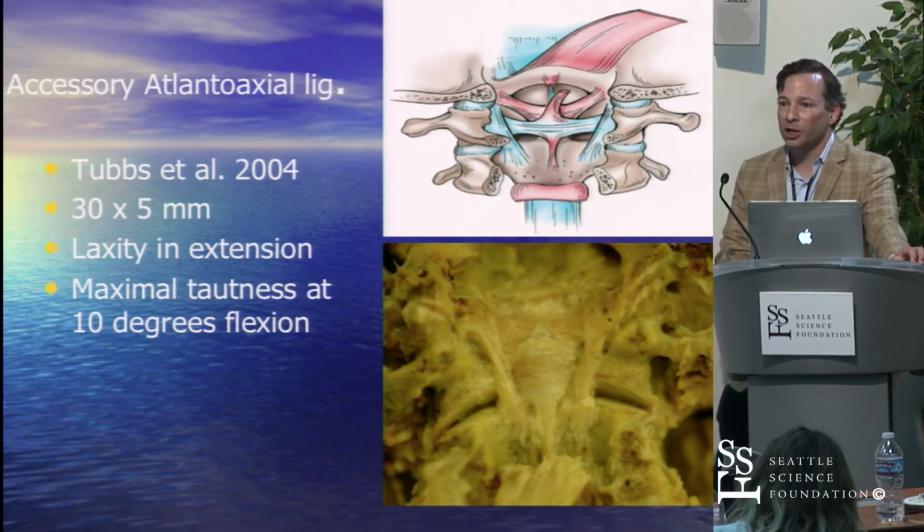Accessory atlantoaxial ligament, this is historically thought to be a deeper part of the tectorial membrane. In the study that we performed, it was always a very separate structure. It's about 30 by 5 millimeters. It's lax in extension and becomes maximally taut in 10 degrees flexion.